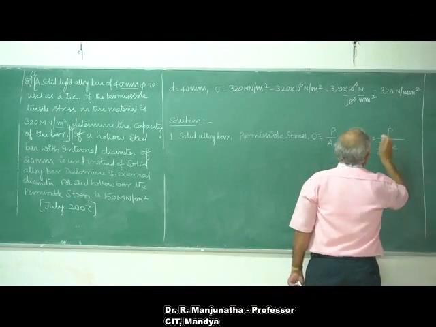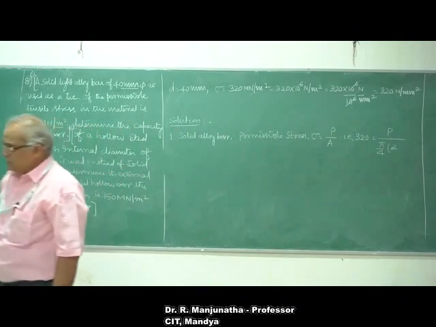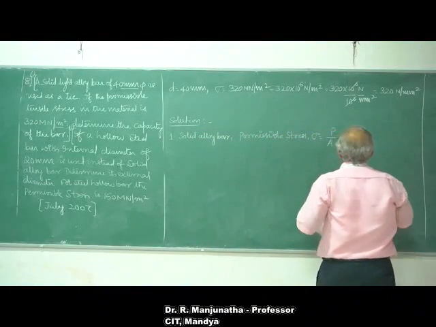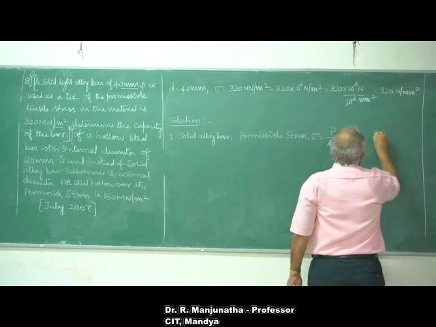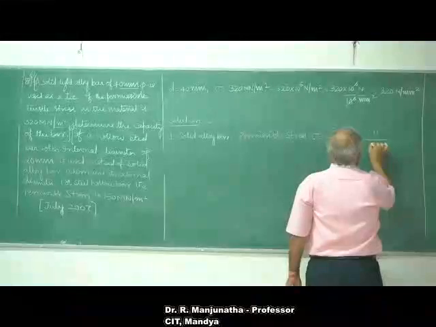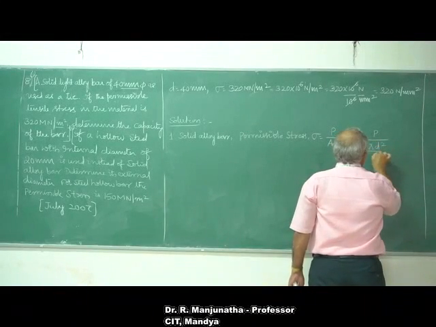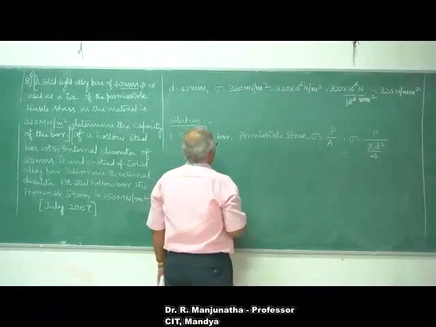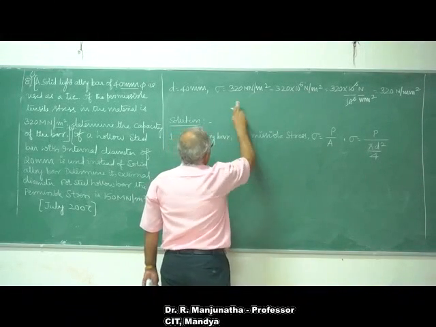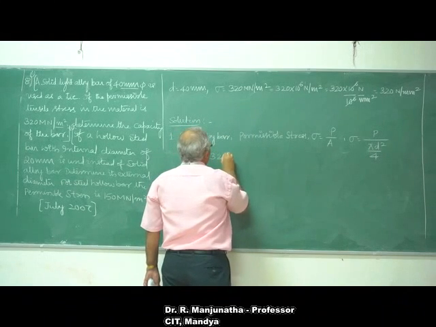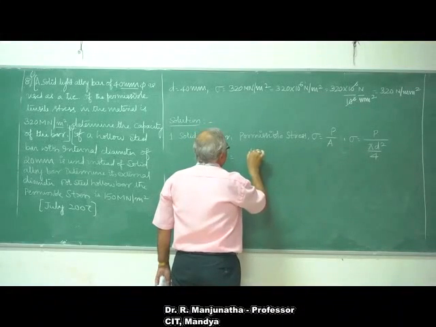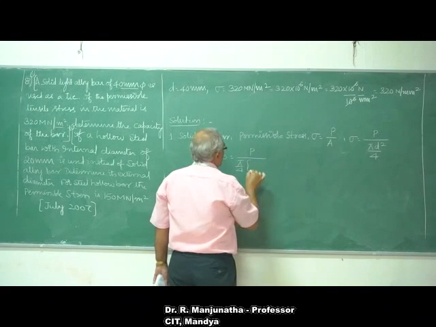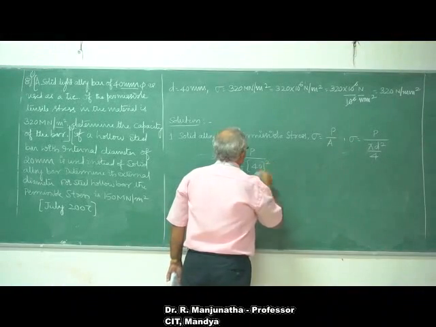First we are going to write the formula, and then we are going to write the substitution. So sigma will be equal to P by area of cross section. Since it is a solid bar, the area is pi d square by 4. Now we apply it: sigma will be equal to P, which I need to find out. The permissible stress, which is 320 Newton per mm square, will be equal to P, the load which I need to find out, divided by pi by 4 into the diameter of the solid bar, which is 40 square.